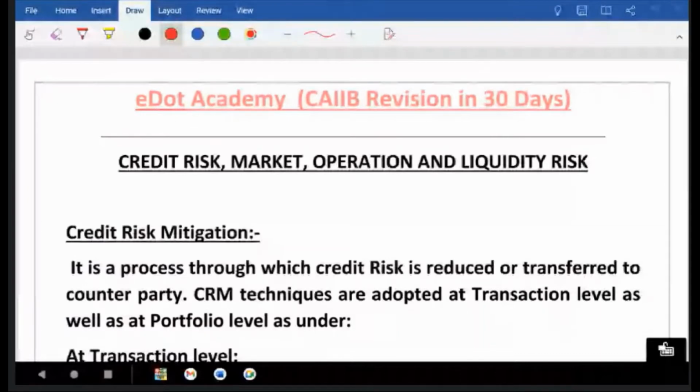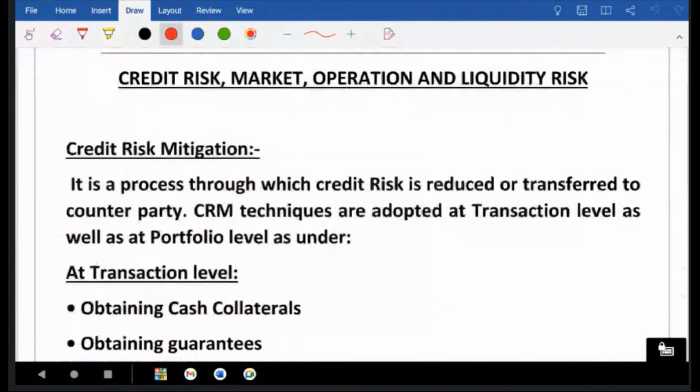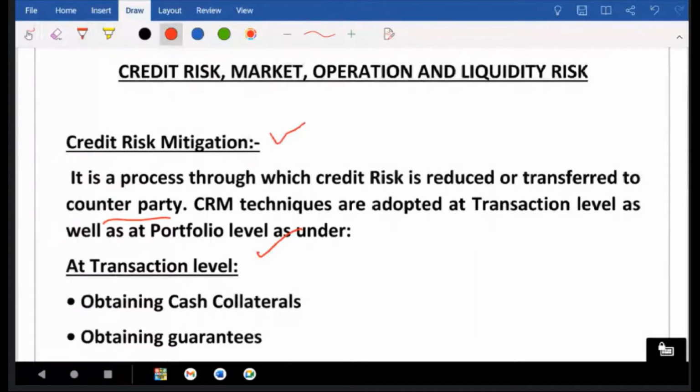Starting with credit risk. So what is credit risk mitigation? Mitigation is nothing but reduction. That means risk reduction. It is a process through which credit risk is reduced or transferred to counterparty. That means risk is there, but it is a process by which we transfer the risk to the other party. CRM techniques are adopted at transaction level as well as portfolio level. That means credit risk mitigation is used at two levels. Number one is the transaction level, another is the portfolio level.